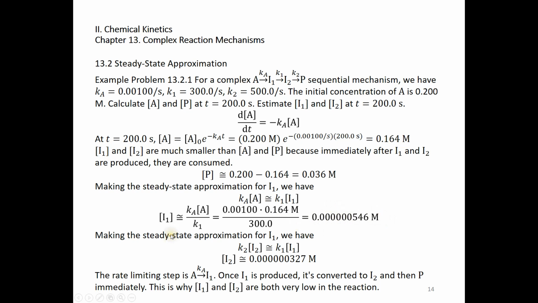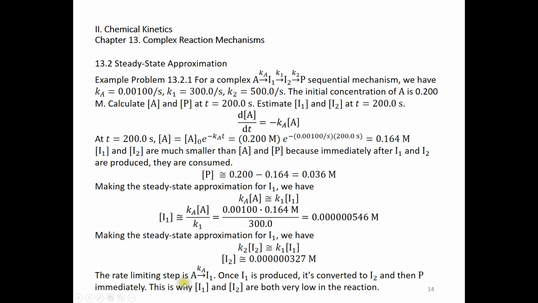We can make the steady state approximation for I2 as well, and then we have K2 I2 equals K1 I1. This is a typo. This is supposed to be I2, and then we compute I2. It's also very small. It's about 3 times 10 to the power negative 7 molar.